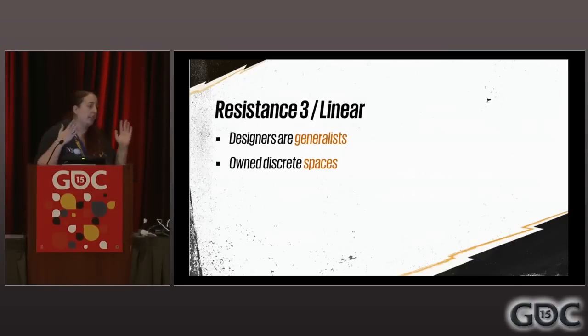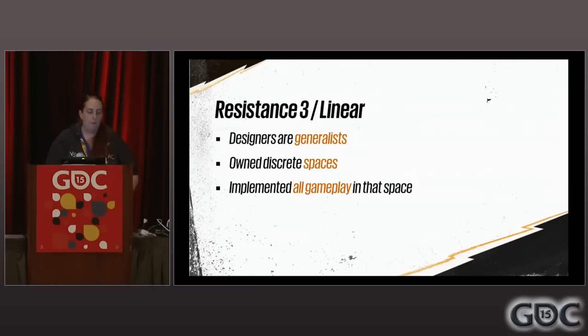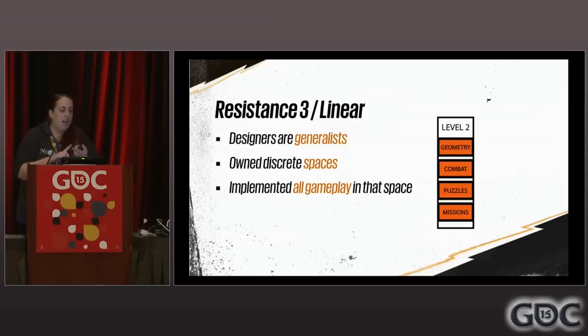So designers own discrete spaces. You give a designer a level or 3 levels, and that's their space. There's pages that they have to worry about in the book. And then the designer was responsible for implementing all the gameplay in that space. So they would be implementing the geometry, doing the white boxing and prototyping the gameplay. They do the combat and the puzzles, the missions, organize with other departments, everything that a designer would do in a space. And all the events in that space had one owner.